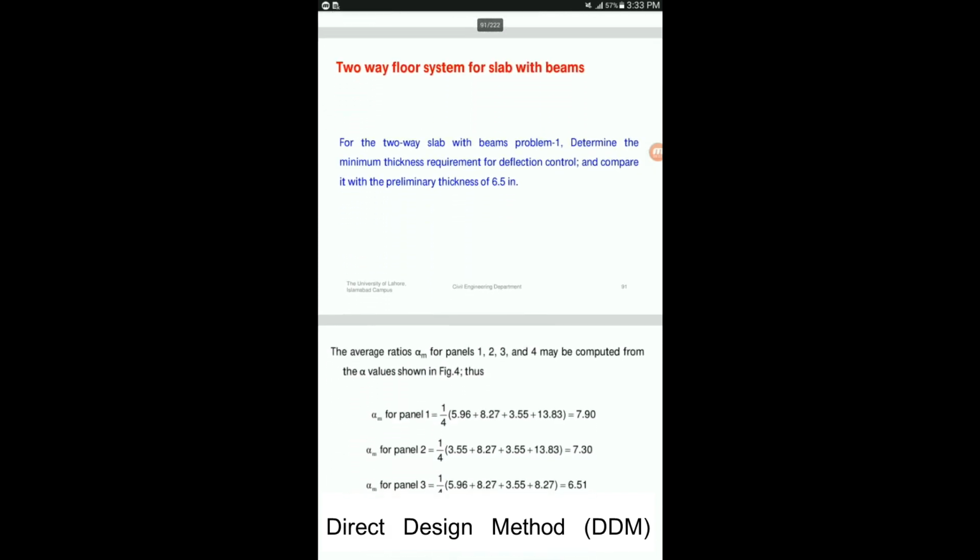Now let us look at the example. For the two-way floor system, problem 1, determine the minimum thickness requirement for the deflection control and compare it with the preliminary thickness of 6.5 inches. Because previously, at the start of the numerical, we were given this slab thickness of 6.5 inches. Now we will check if the provided slab thickness is satisfying the code criteria or not.